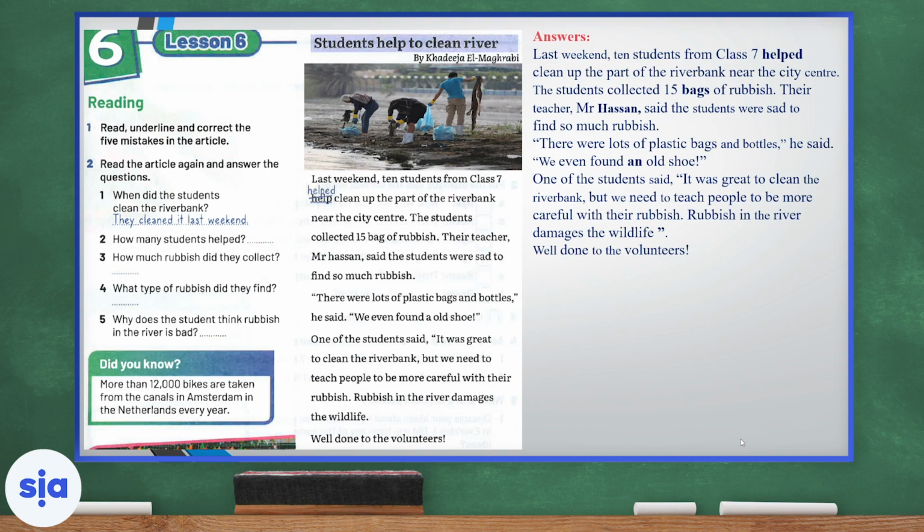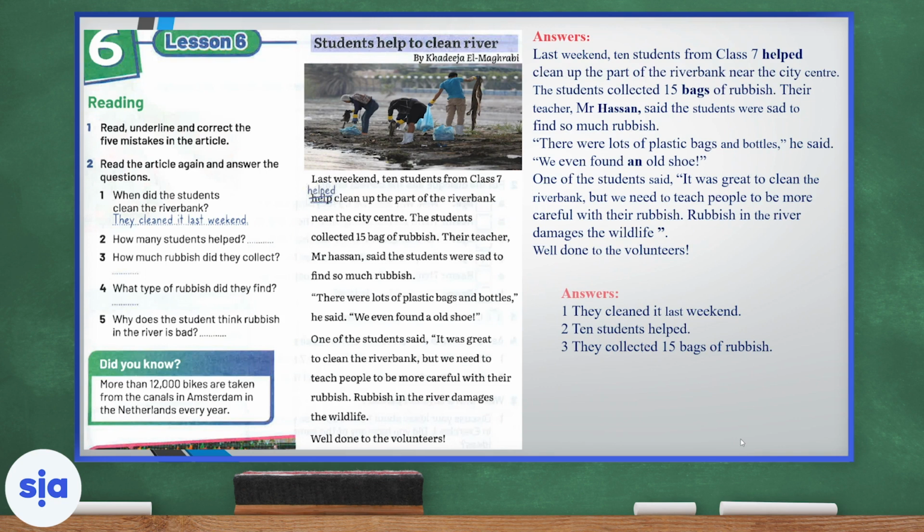Now let's read exercise 2. You can reread the article before we start. So pause the video if you need to. Number 1. When did the students clean the riverbank? Of course, they cleaned it last weekend. How many students helped? 10 students helped. How much rubbish did they collect? 15 bags of rubbish.